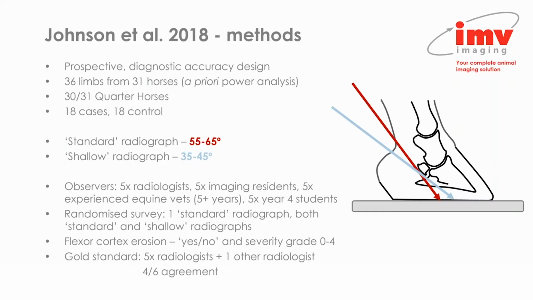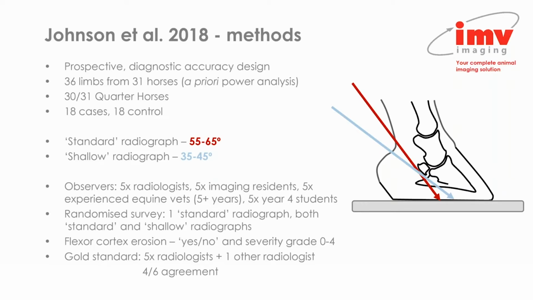So this was a prospective study. They employed 31 horses, of which 30 were quarter horses, which yielded 36 limbs. Half of them were control limbs and half were cases, so half of the limbs did have erosive lesions. In all limbs, a standard radiographic projection was acquired, and they used an angle between 55 to 65 degrees. In addition, a shallower radiograph was acquired, and this was between 35 to 45 degrees.